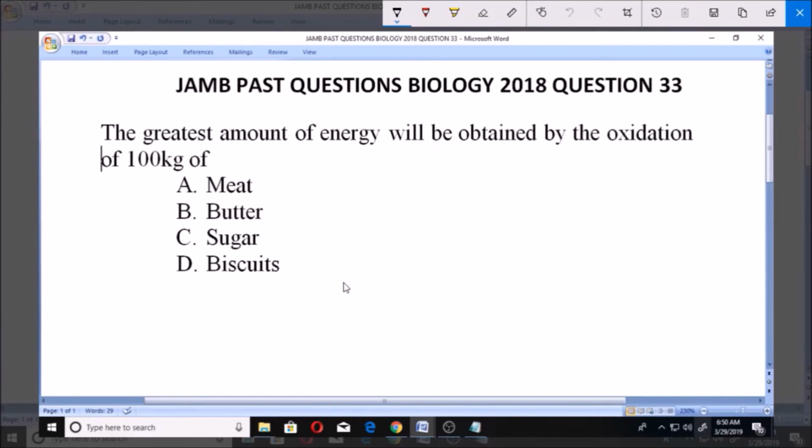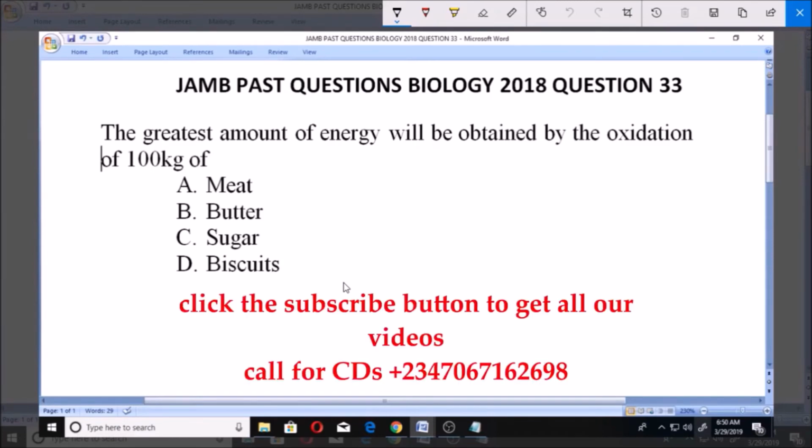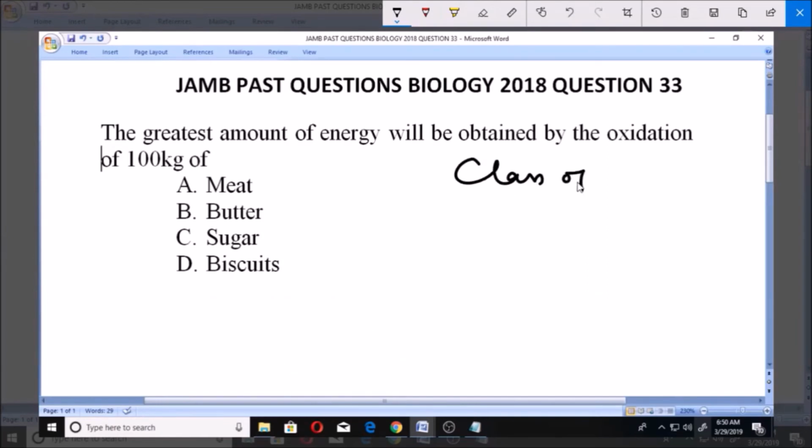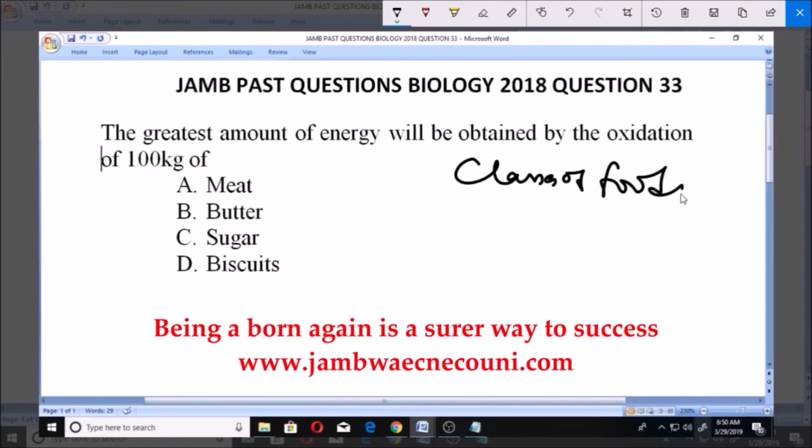Now, for us to be able to understand this and put it in context, we are going to ask ourselves, what kind of food do we get the highest energy from? Is it from carbohydrates? What class of food do we have the best energy from? Is it carbohydrates?